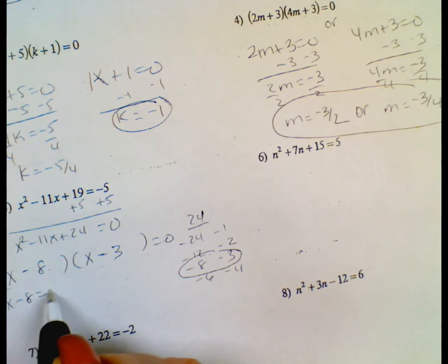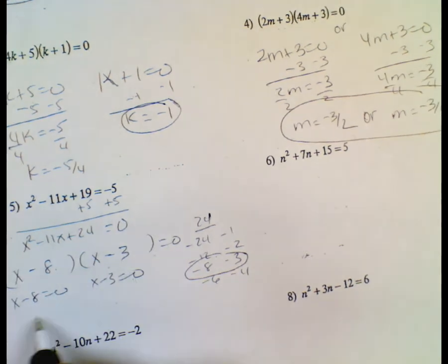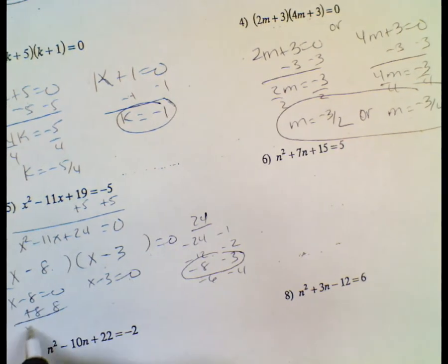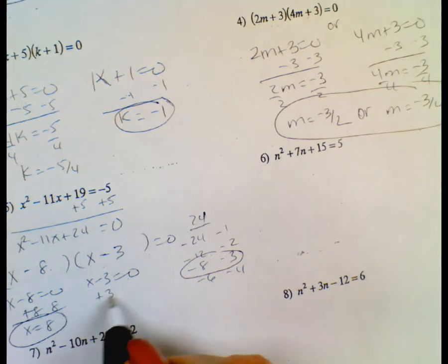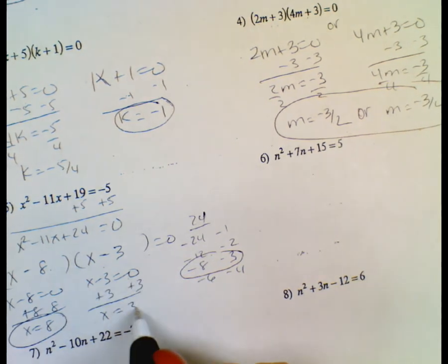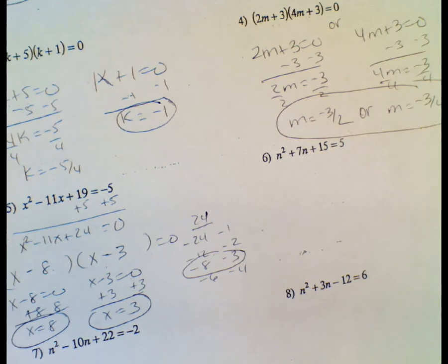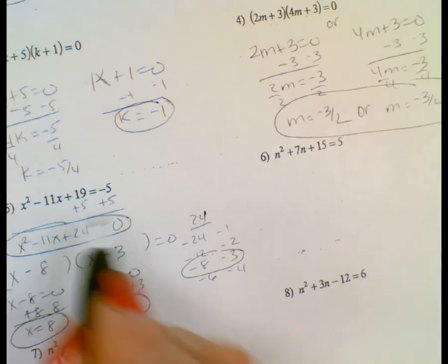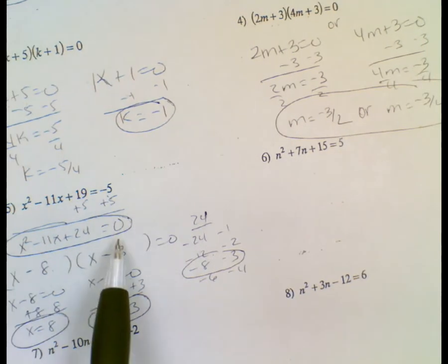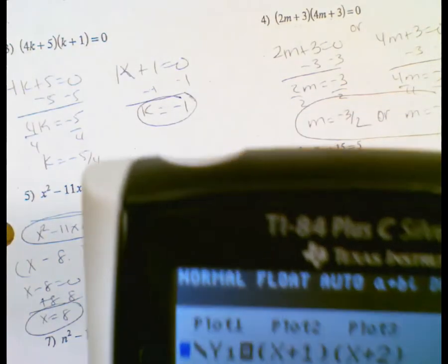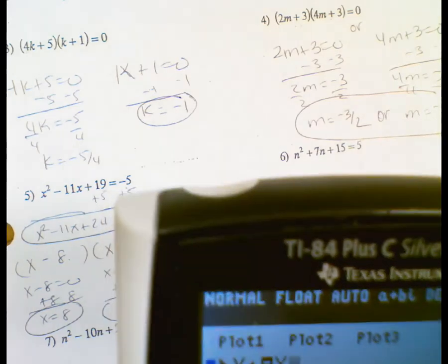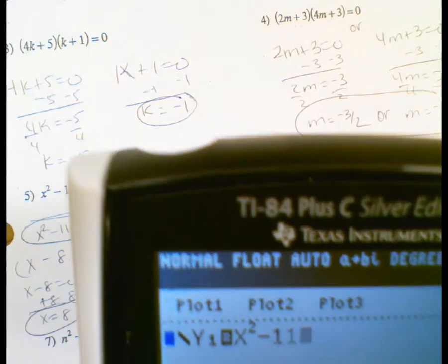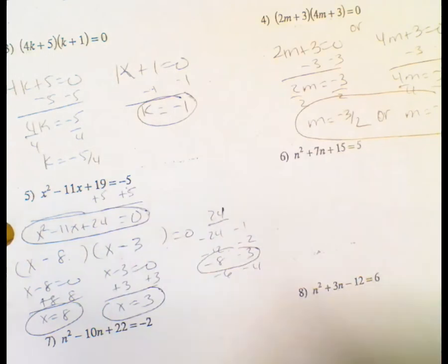Set each factor equal to 0. You get 8 and 3. So like this thing right here can be punched into the calculator. You don't want to punch it in where it's equal to negative 5, but you can punch it in once it's equal to 0. So you can go to y equals and type in x squared minus 11x. And that was plus 24. Remember that, plus 24. And press graph.